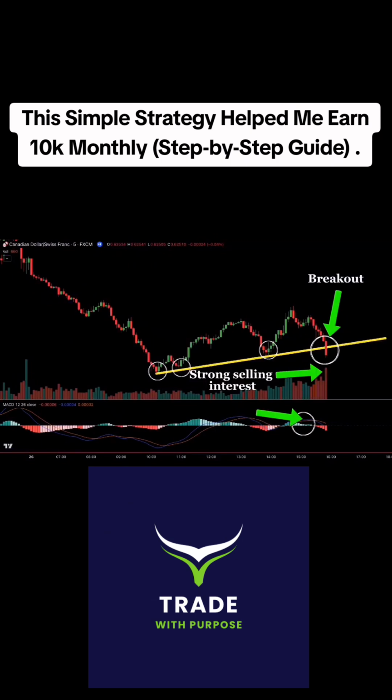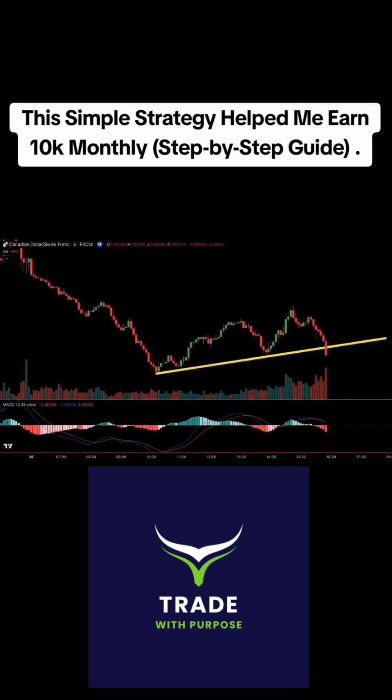Next, look at the MACD indicator. The bearish MACD crossover confirms that the market is likely to go down. This signal is often picked up by institutional algorithms, and we know that these algorithms likely entered the market even before the breakout, helping to drive it. We now have 3 powerful pieces of information: breakout of the trend line, increase in selling volume, and bearish MACD crossover. Everything aligns to suggest this is a high-quality trade setup.